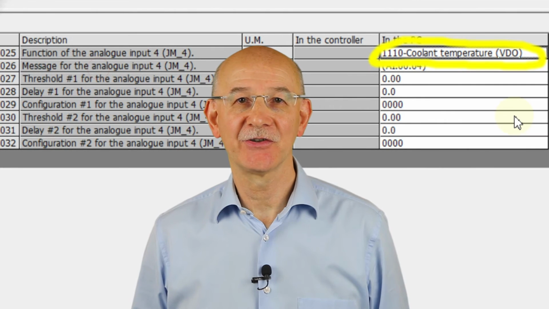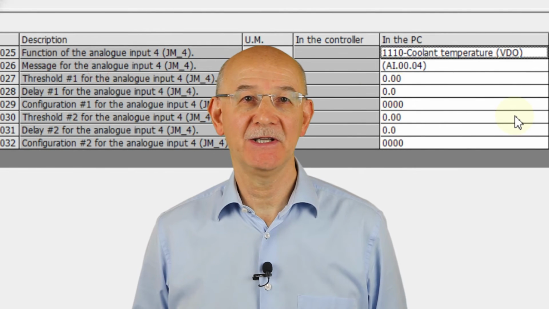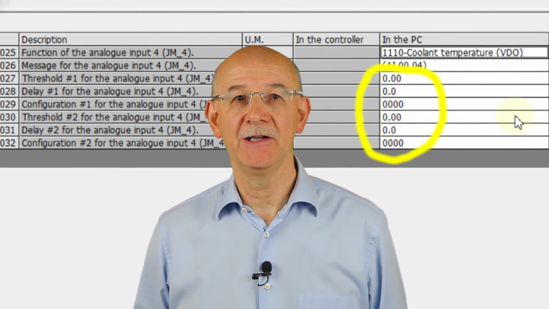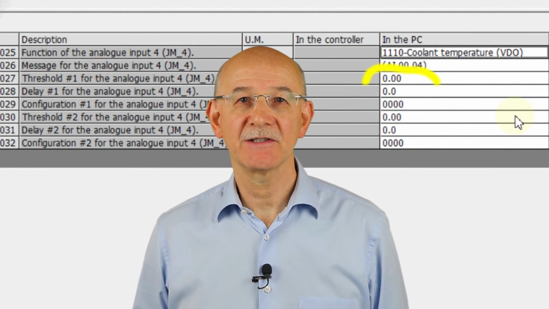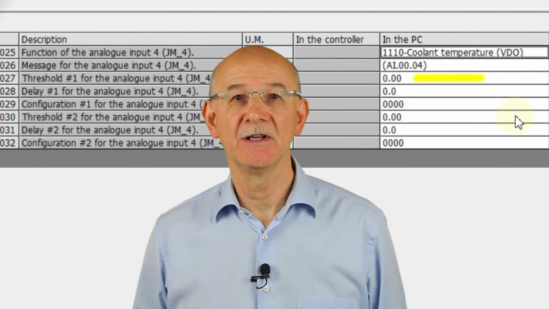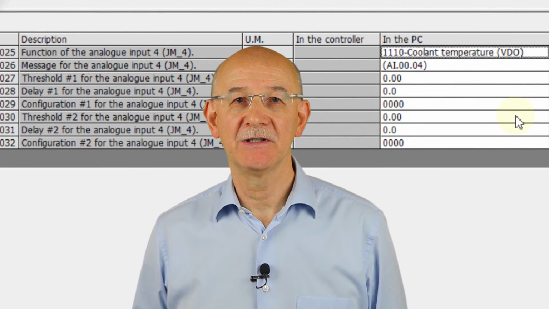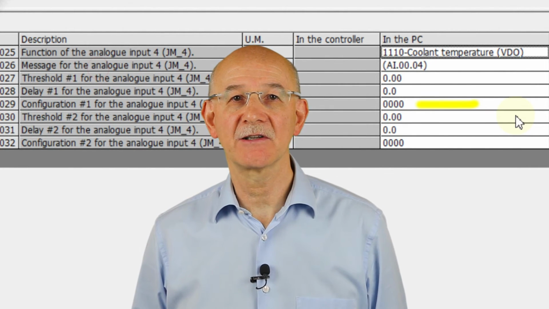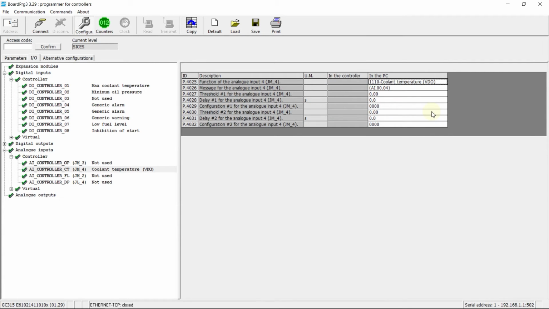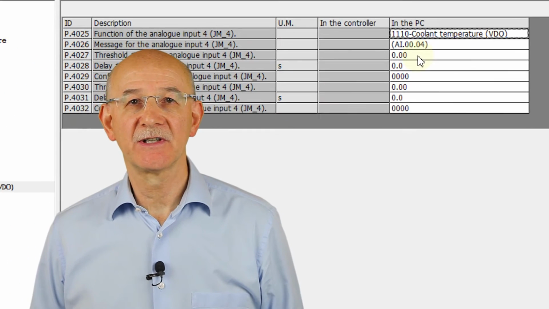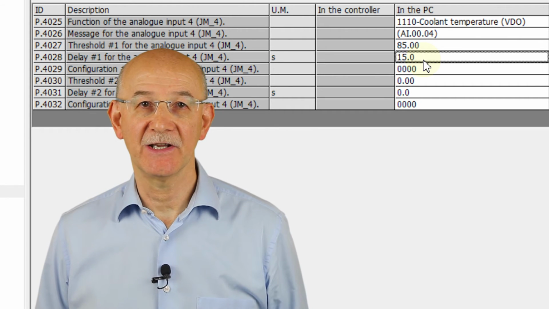After assigning the function 1110 coolant temperature VDO, we now have a group of 6 parameters for threshold settings, in addition to function selection and test assignment. Of these 6 parameters, the first sets the first threshold, and the second assigns a filtering time to it. The third parameter is used to configure the threshold functionality. We have to set the first threshold to 85 degrees Celsius and its delay to 50 seconds.